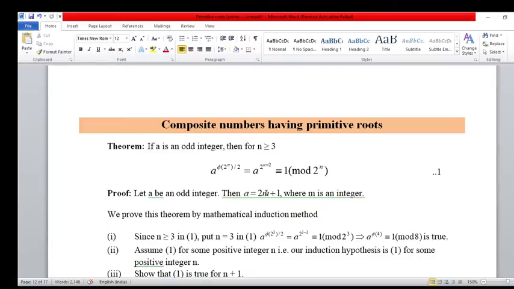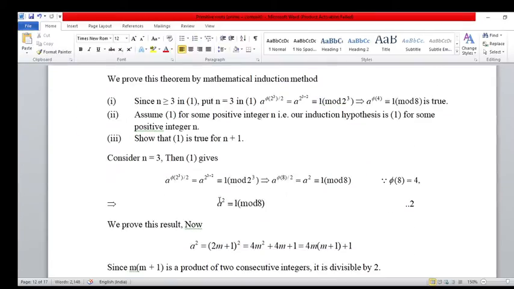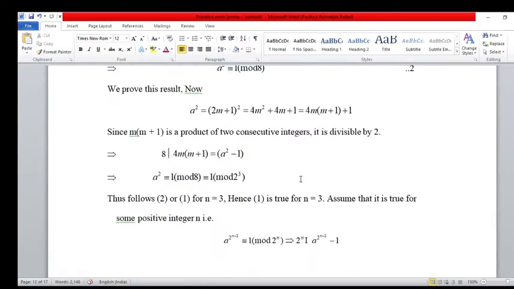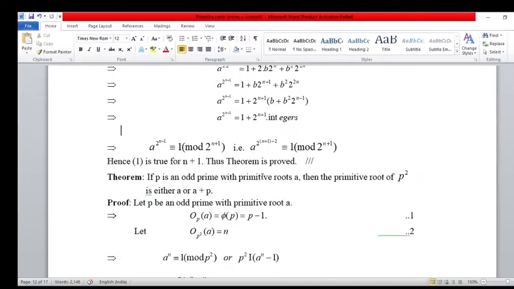The theorem is given: if a is odd, n greater than or equal to 3, then this condition is true, and a is a prime odd integer, meaning a is equal to 2m plus 1, and this is the first condition, true for n is equal to 3. This is the second condition, and this is for the third condition. So this theorem is true.